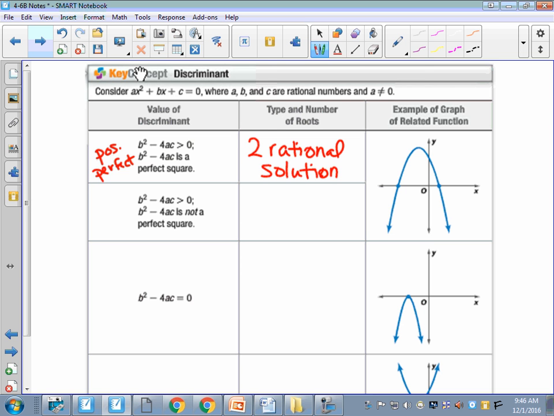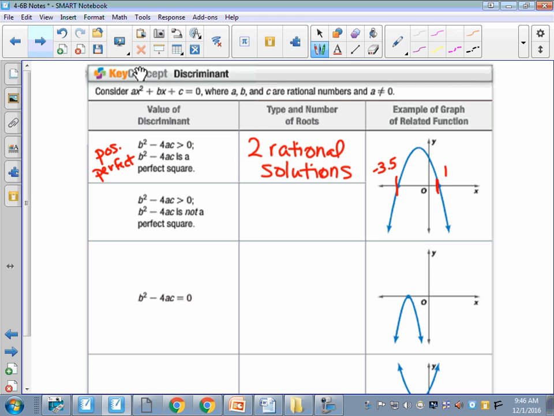Two rational solutions. And so if, for instance, here you're going to have a nice number. It can be a fraction and it can be a whole number. It's just not going to have a square root inside it. So maybe it hits at 1, and then maybe this one's hitting at -3.5. Rational numbers are fractions and decimals and whole numbers, positive and negative.